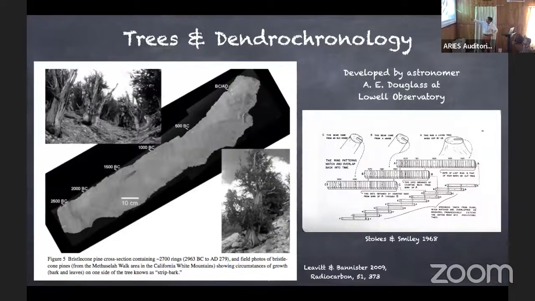Okay? Here's a cut of such a tree. You wouldn't dare to cut a tree like that today. You'd end up in jail. But this particular tree was at the BC/AD boundary. This is 2,000 years ago. And then it keeps going back. There are the rings, right? Going back to 2500 BC. This is the time of the pyramids and the age of the Harappan civilization.